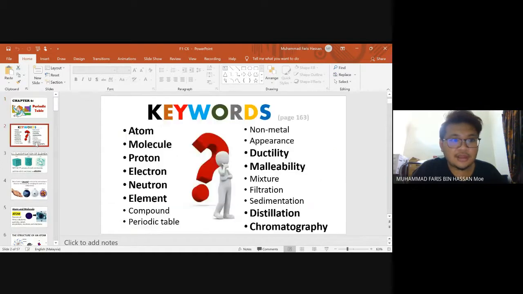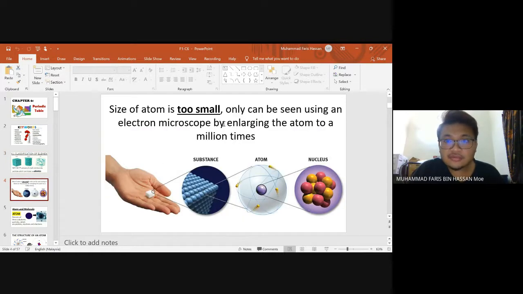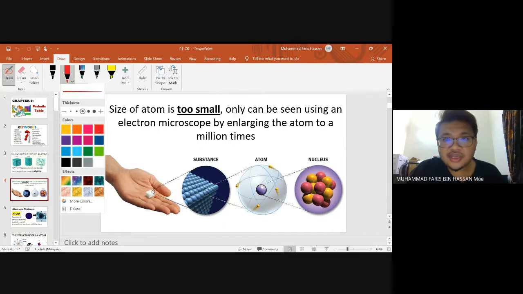We learned about the keywords that are very important in this topic, and then you learned about the classification of elements. We have solid, liquid, and gas. And we know that matter consists of small and discrete particles, which are known as atoms. As we all know, an atom is too small, so it can only be seen by using a microscope, which needs to enlarge the atom 1,000,000 times.